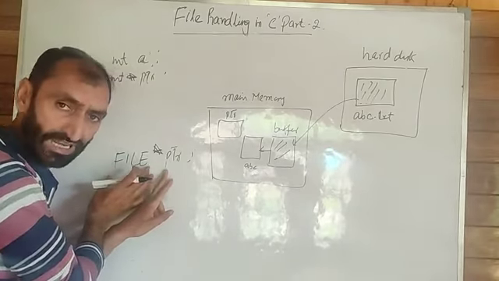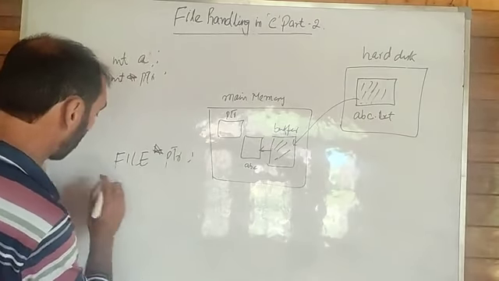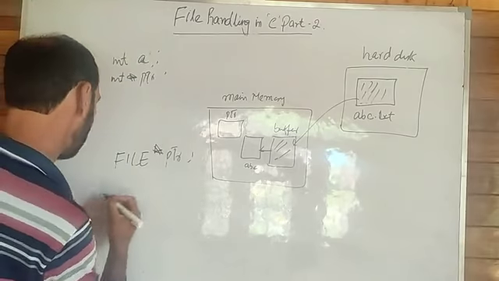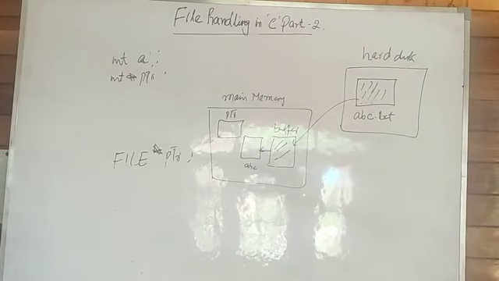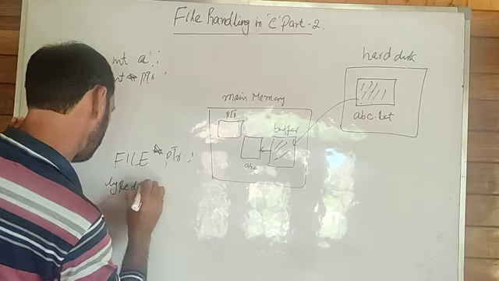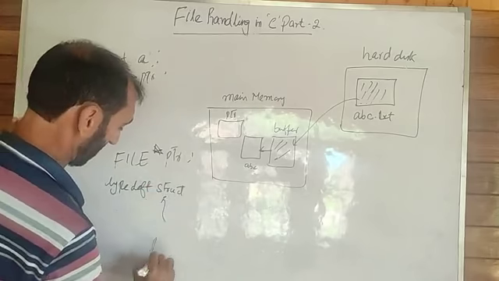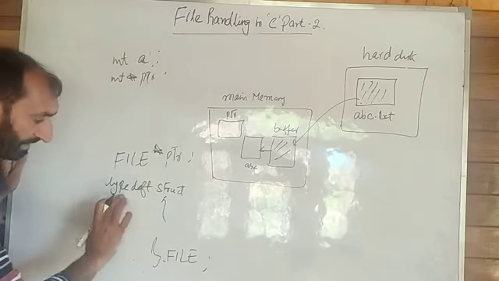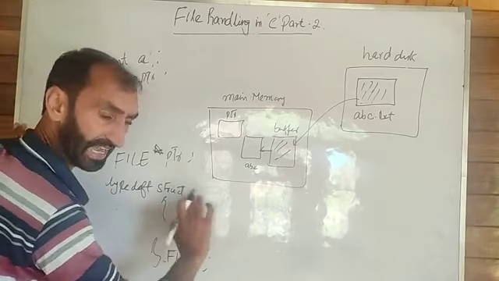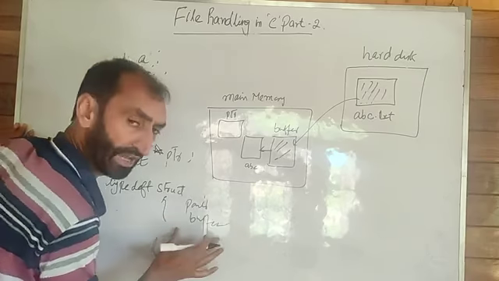And how can we create this data type? The FILE data type is created by using typedef struct, which we have already discussed in the previous video. It is a user-defined data type, typedef struct, and here it contains a pointer, a buffer and some other information.